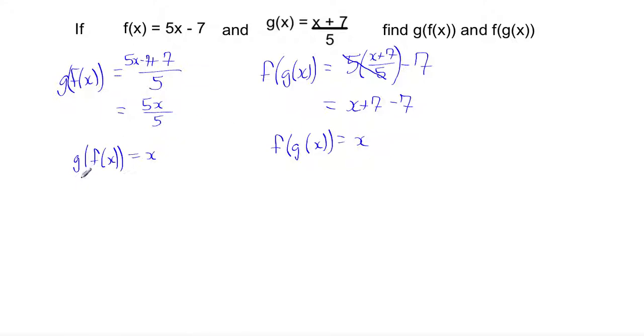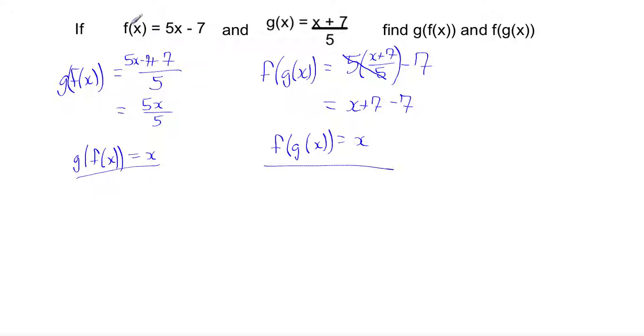Now this is cool. Notice that both these compositions, f of g of x and g of f of x, are equal to x. This means that these two functions are inverses of one another. And this is an important concept that we need to use to show that functions are inverses of each other.